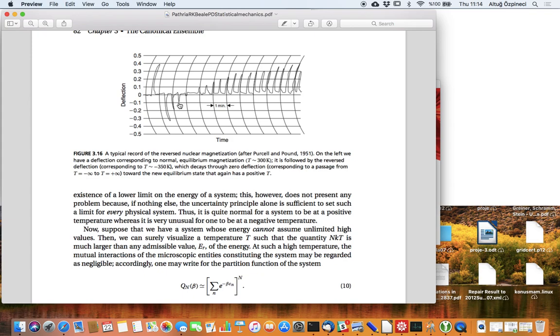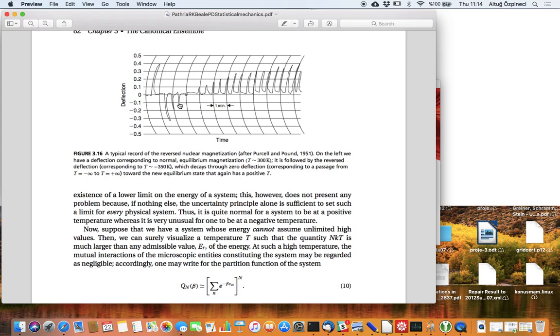In this case, let's say 2 minutes. For 2 minutes, the relaxation time of the spins with the thermal vibrational degrees of freedom, kinetic degrees of freedom, is of the order of, at least in this case, it seems 2 minutes. So for up to 2 minutes, it stays in a negative temperature state.